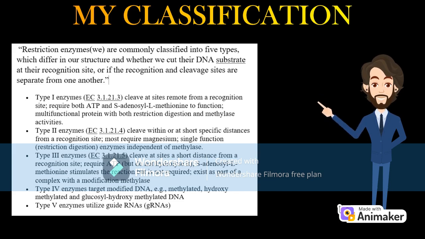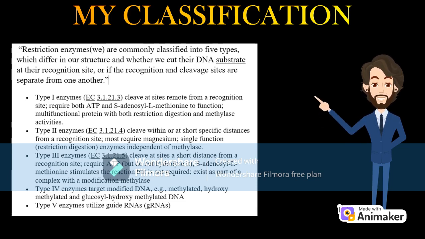Type 1 enzymes have EC number 3.1.21.3, and we will discuss the EC number a minute or two later. Type 1 enzymes cleave at sites remote from recognition sites and require both ATP and S-adenosyl-L-methionine to function. They are multifunctional proteins with both restriction digestion and methylase activities.